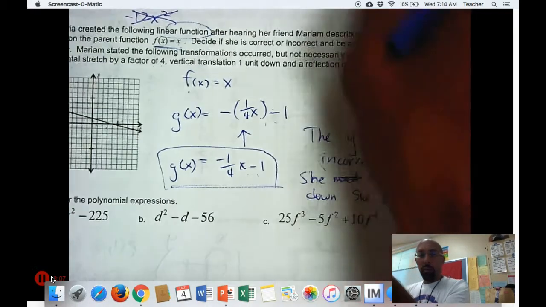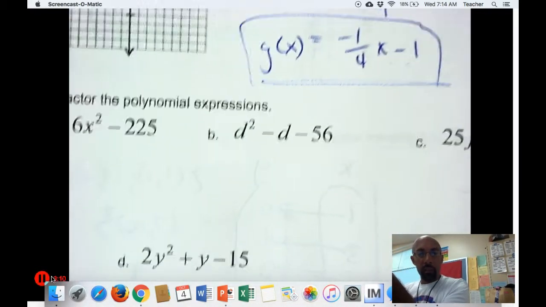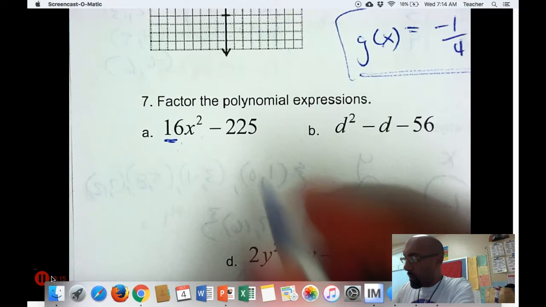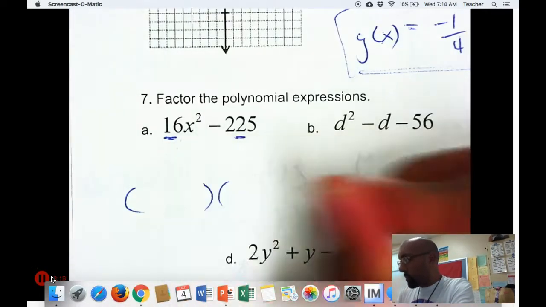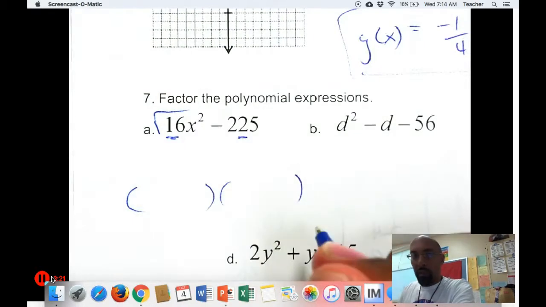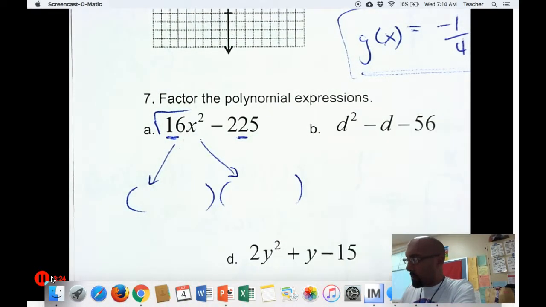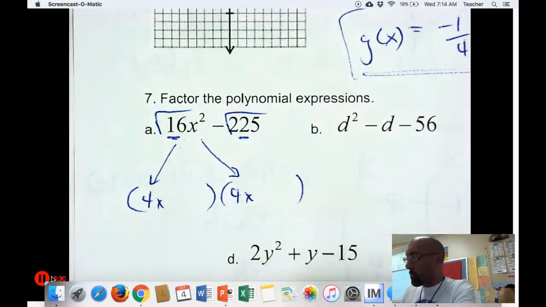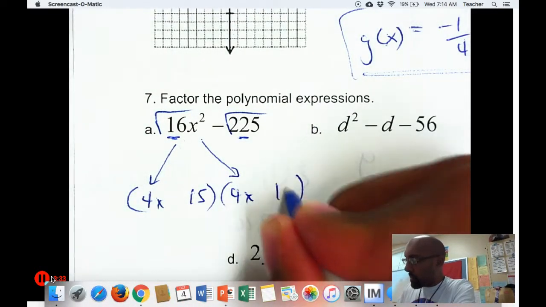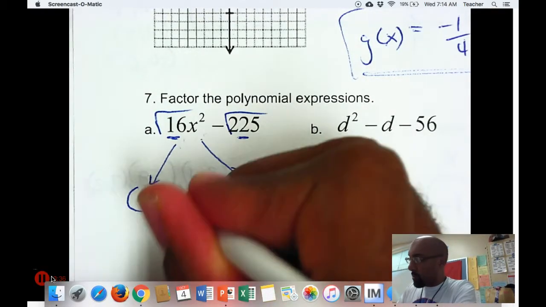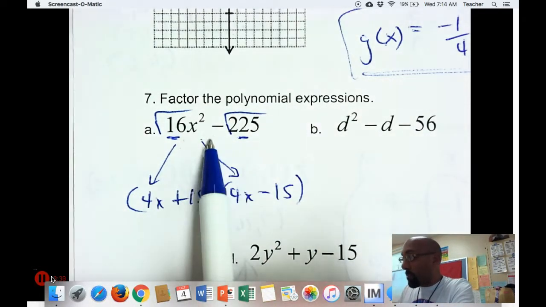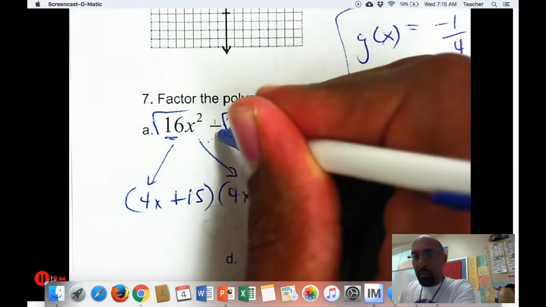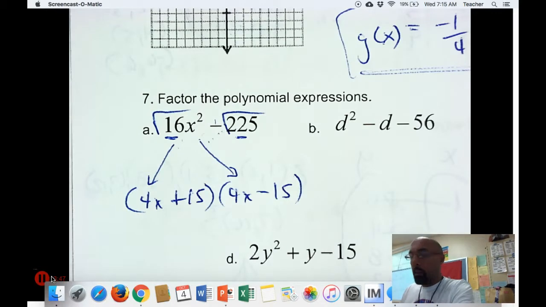Okay. All right, now we're moving on to factoring. Okay, so letter A. Well, first I recognize right away that that's a perfect square. So I can use the shortcut. All I do is the square root of the first term. That is the first term that goes there and there. So that'll be 4x and 4x, and then square root the second term. And now that will be 15 and 15. And remember, if it's perfect squares, we do plus in one and minus in the other. Now just remember though, this only works if that's a negative in the middle. Because if this were to be plus, this would not work.